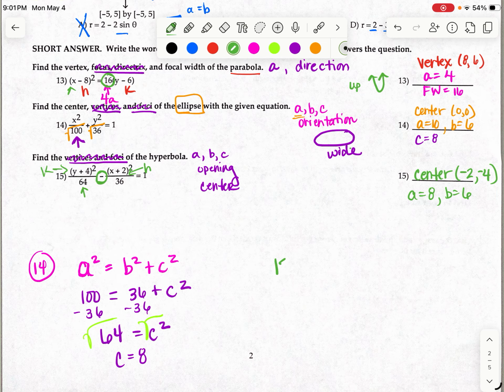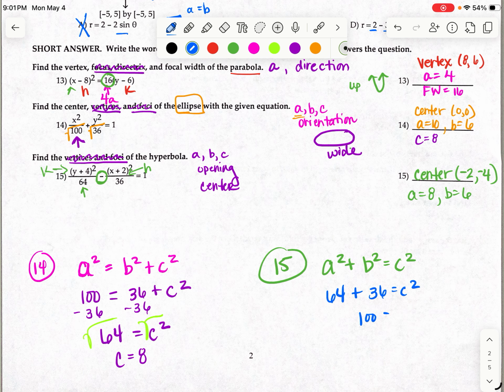So for number 15 to find C, it is the Pythagorean theorem. A squared plus B squared equals C squared. This one happens to just coincidentally be the same numbers as number 14, but let's do it anyway. 64 plus 36 is C squared. That's going to be 100. So that means that C is 10. All right, because you have to do that square root there.